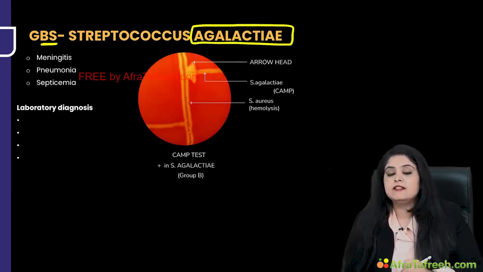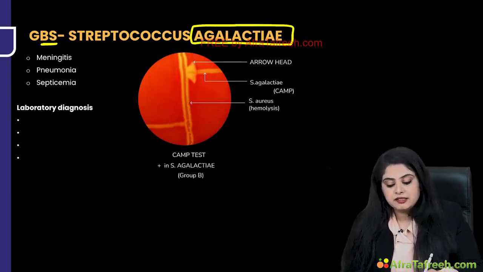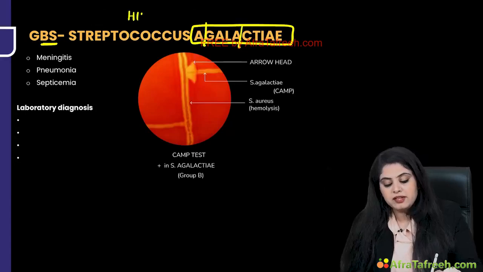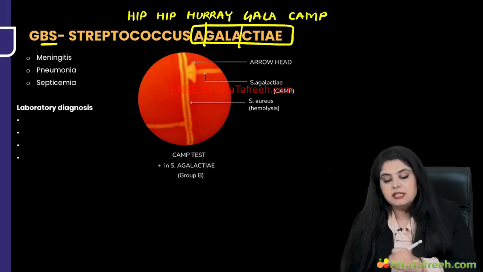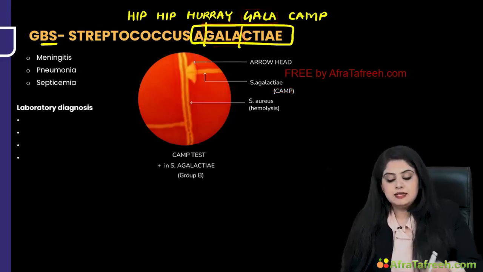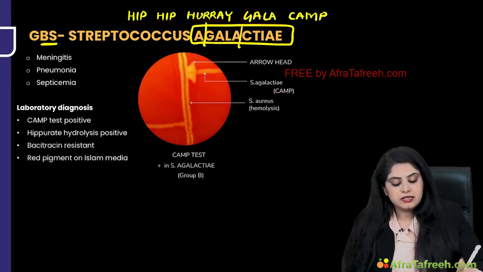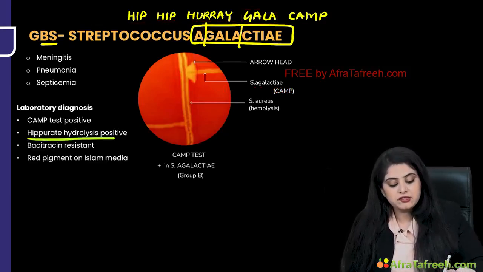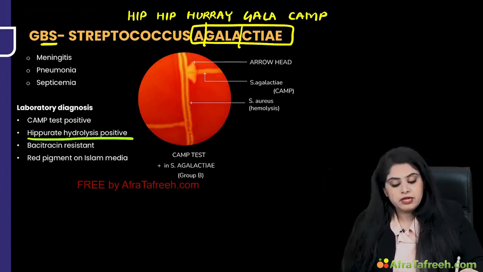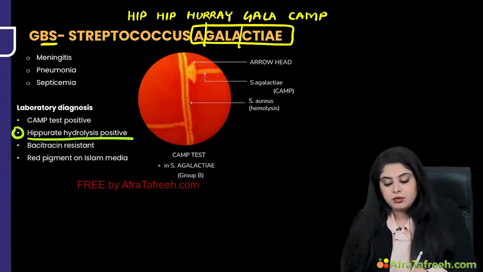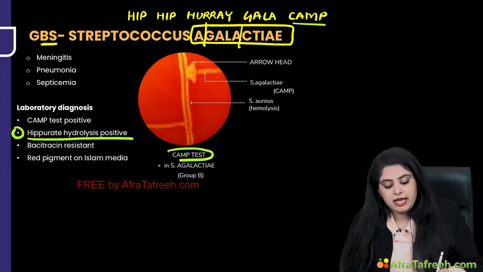So what is agalactiae? If you remember, I told you gala. This sounds like gala. So hip hip hooray. That is how we had learned. Hip hip hooray, because we are going to have a gala time in the camp. What does that mean? So gala basically means agalactiae. Hip hip hooray means that in terms of the biochemical reaction, this is the one that is going to show you hippurate hydrolysis positivity. Hippurate hydrolysis is seen over here. And what is the camp? Because this is going to be CAMP test positive.